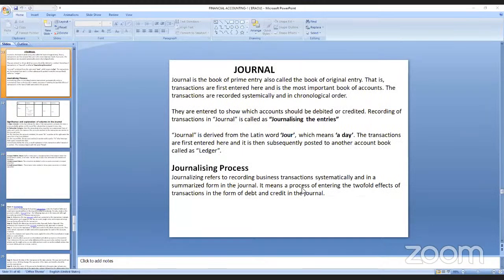See here. Next is journals. First, we have to finish all this, and only then can we go with the problems, ma.